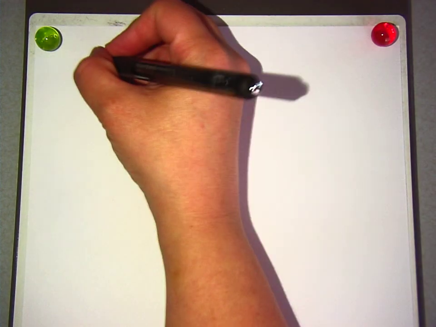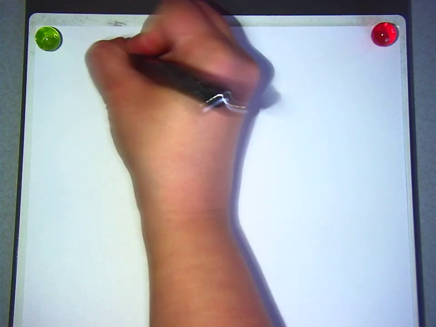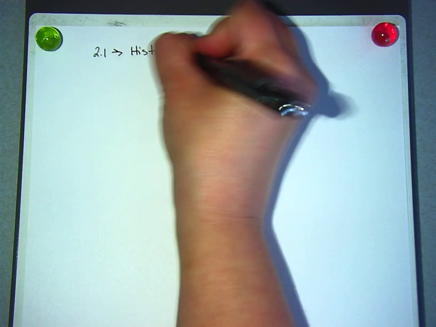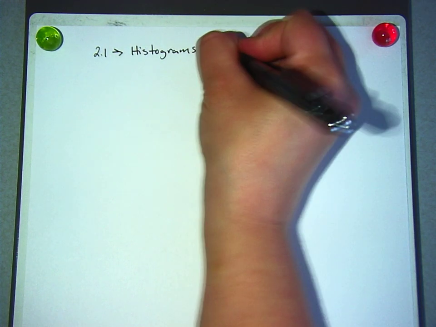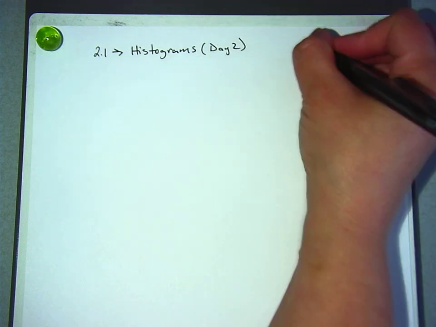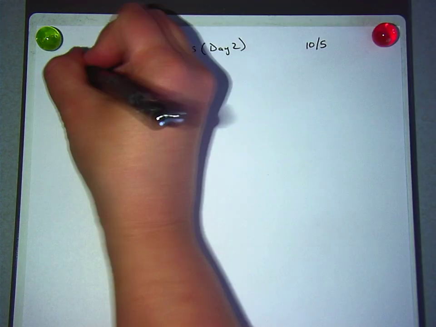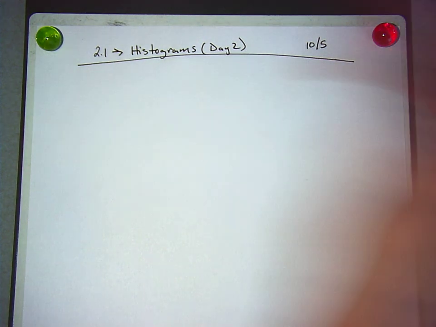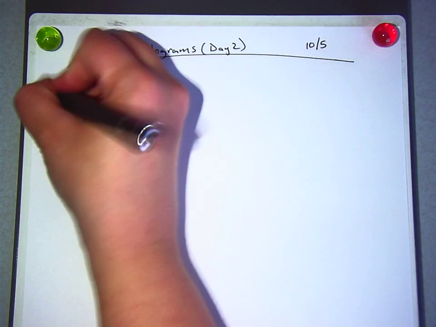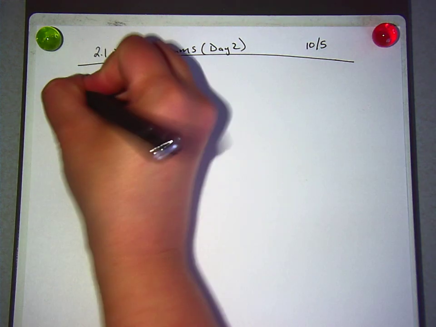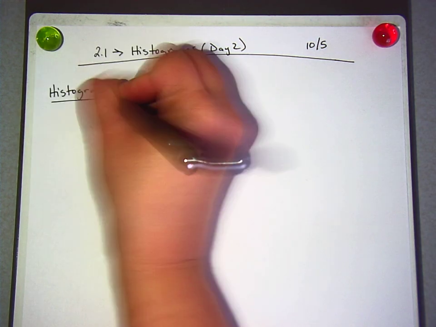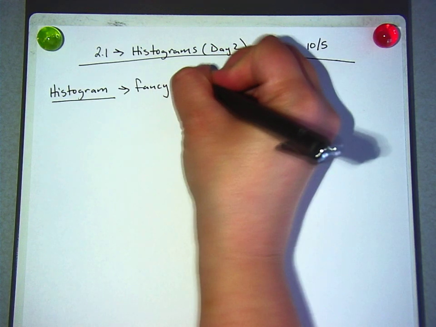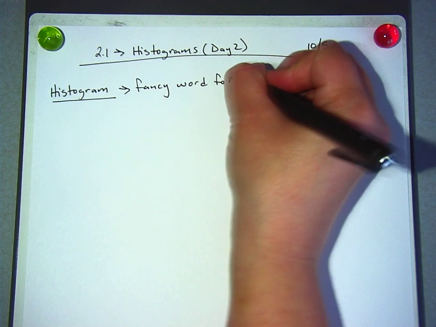Okay. So this is 2.1. Today we're talking about histograms. Today is day 2, and this is 10.5. Using his beautiful new notebook. Okay, so I said that a histogram is a fancy word for a bar chart.